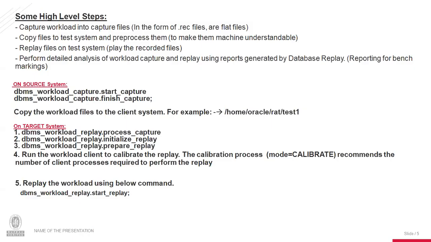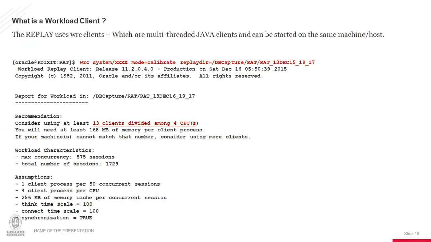Okay, point number 4 is run the workload client. What exactly is the workload client? Along with the 11g installation, in our case 12c installation, within the RDBMS or the Oracle home, there is one file named WRC. Here it is. How will you know how many processes or how many clients you will be needing to replay, mimic, or simulate this kind of load? This is a tool again provided by Oracle. Here you have to provide your credentials, and then mode equals calibrate.